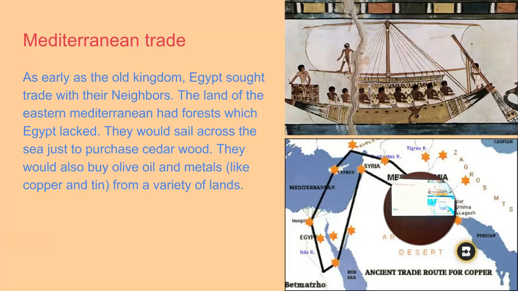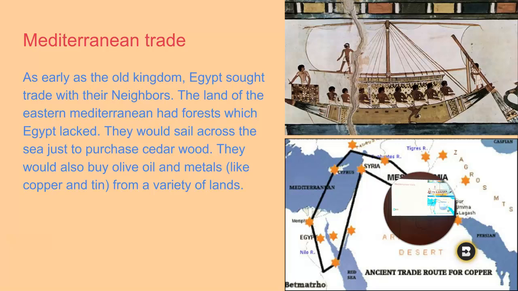As early as the Old Kingdom, Egypt sought trade with their neighbors. The land of eastern Mediterranean had forests, which Egypt lacked. They would sail across the sea just to purchase cedar wood. They would also buy olive oil and metals, like copper and tin, from a variety of lands.